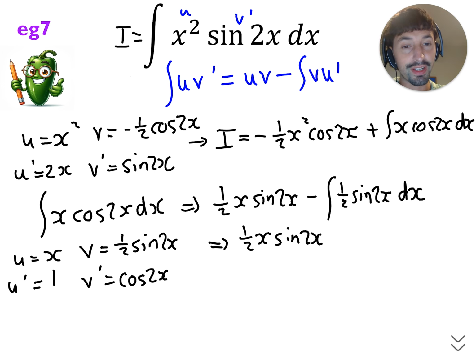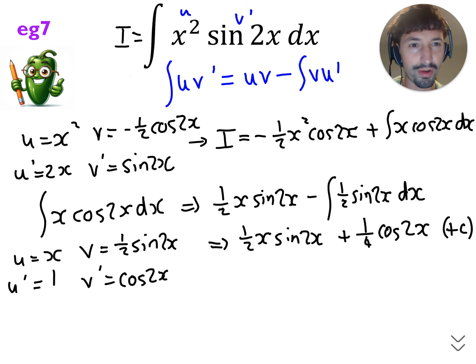Now when you integrate sine, you get minus cos. Because of the 2x, we also need to divide by 2 again. So we're going to end up with positive a quarter cos 2x here. I'm going to put plus c in brackets. So actually, because we're going to be bringing it back in up here, we're going to end up with one constant of integration.